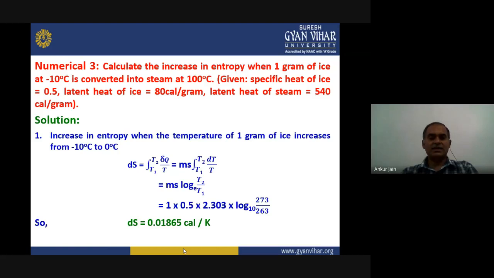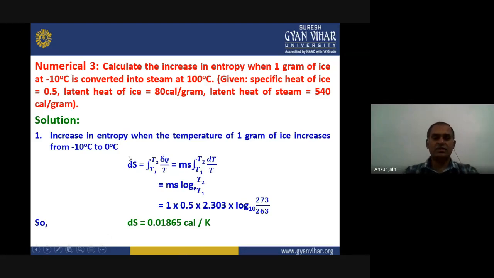Some other points are given: the specific heat of ice is given as 0.5, the latent heat of ice is 80 calorie per gram, and the latent heat of steam is 540 calorie per gram. Now here it is important that the temperature is changing from minus 10 degree to 100 degree, right? So here we have to be careful.